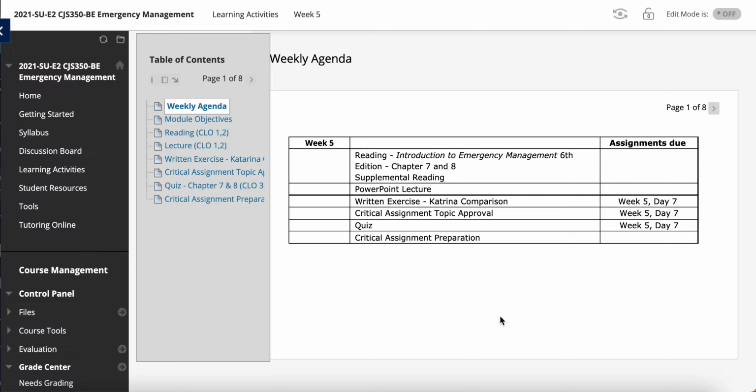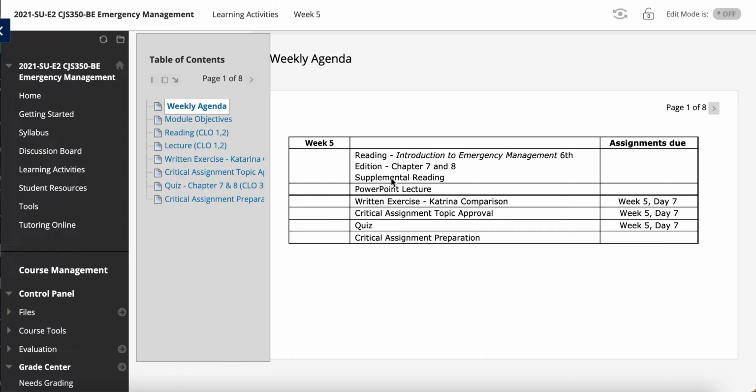I hope all of you had a successful week 4 as we're starting to put the pieces together and inch our way towards the halfway point of this course. In the second half of this course, we are going to continue to look at the various disciplines and try to apply those disciplines to various emergencies, all in preparation for our critical assignment.